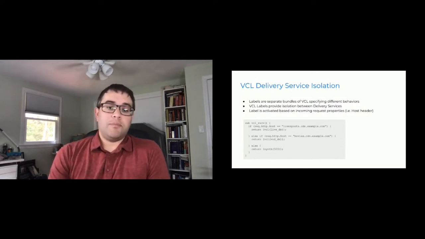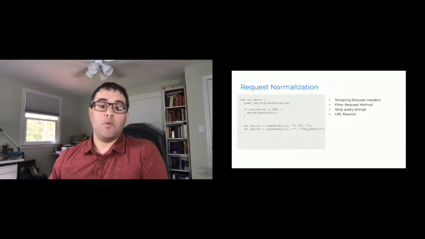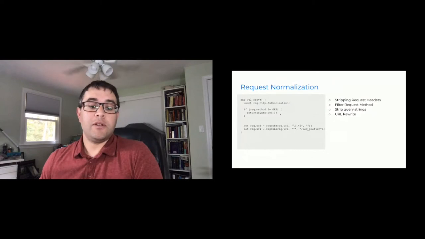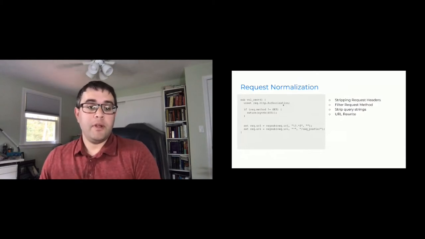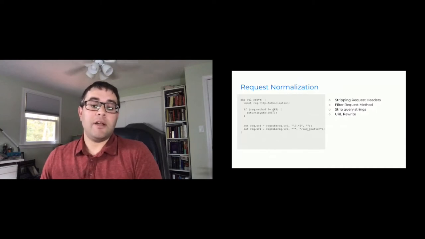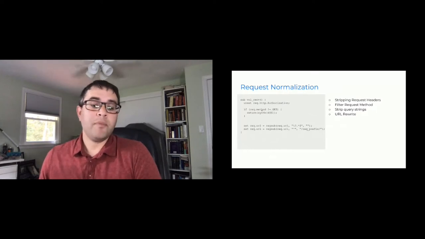Request normalization is another task that all CDNs have to do. In this example, we are using VCL to strip certain request headers or unset the authorization header. We don't want that to be passed to our origin. We are restricting the HTTP methods that we're allowing to only a GET method. If it's something else like a put or a post, again, we don't want that going back to our origin. So we return a 405 error code for method not allowed.